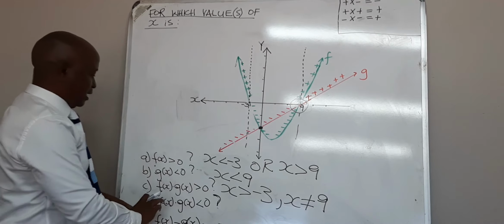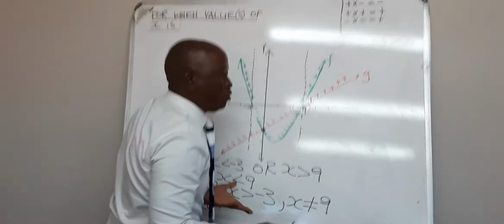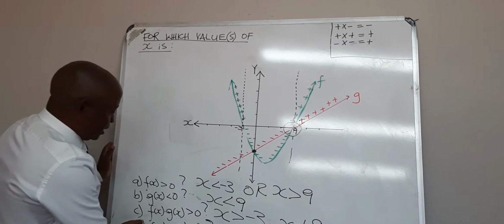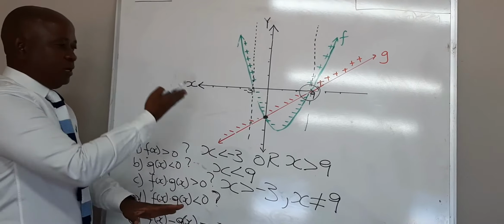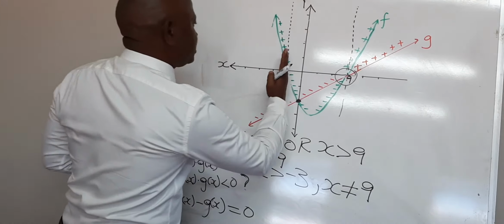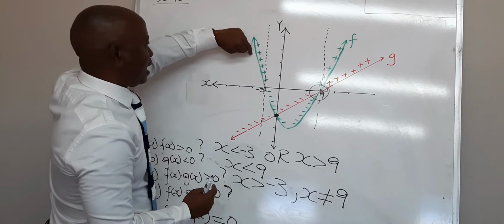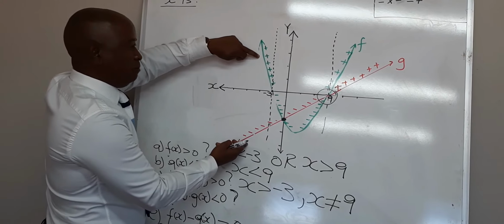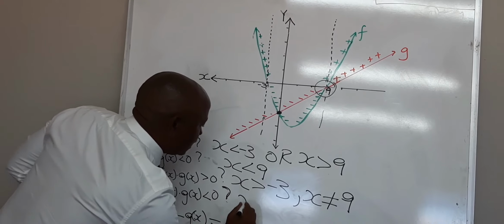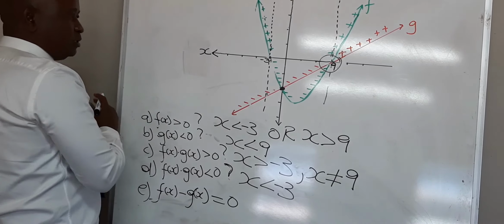Now the next question says multiply and you get a negative. You get a negative when one graph is above and the other one is below. So this question, letter D, is actually the opposite of letter C. Looking at this position from -3 coming to this side, one graph is above, the other one is below. Positive and negative, when you multiply, you get a negative. So I'm going to say when x is less than -3, coming to the left-hand side.